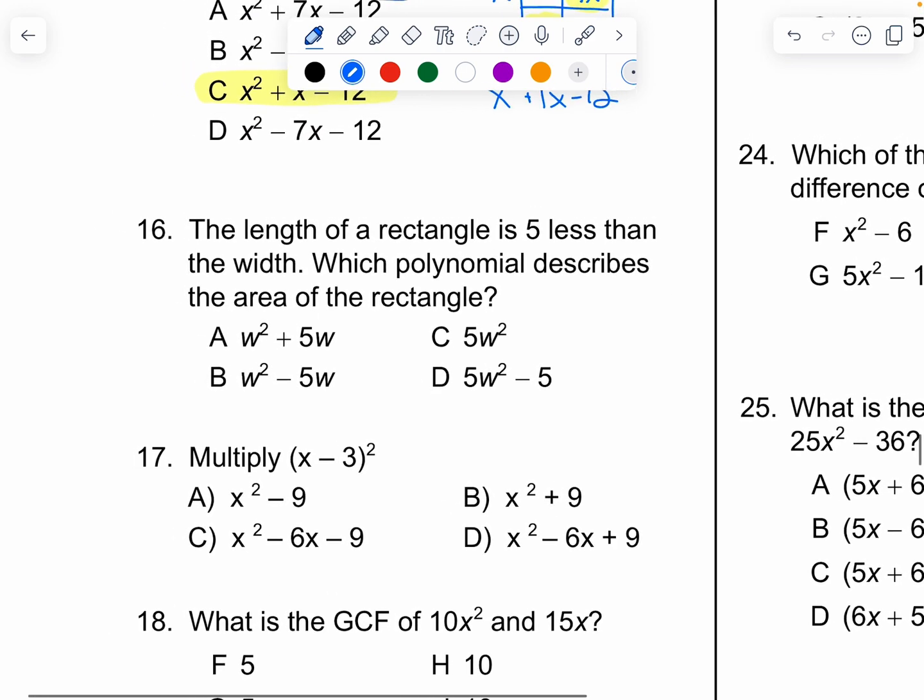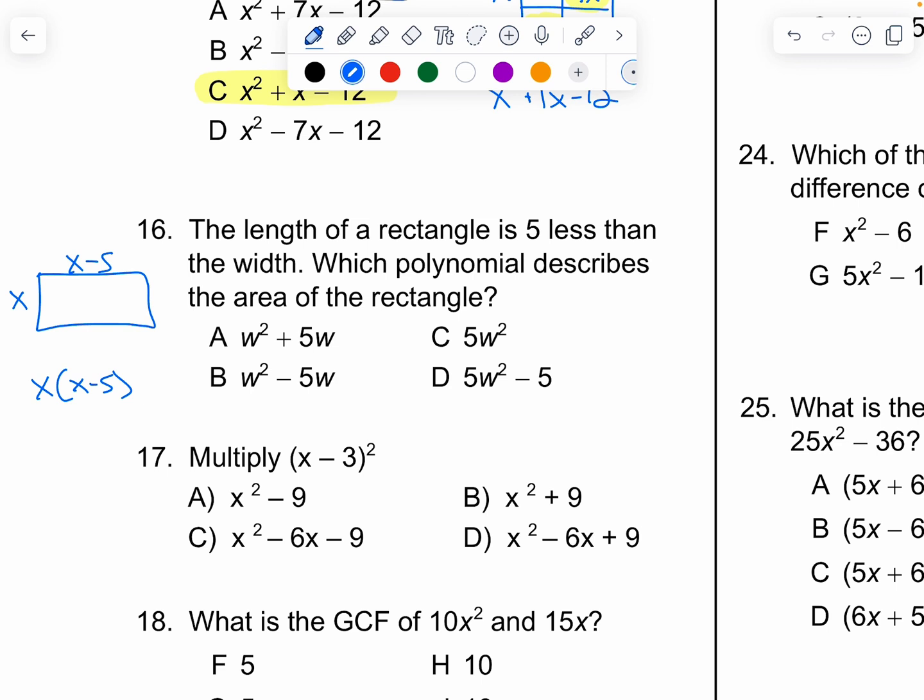Awesome. The length of a rectangle is 5 less than the width. Okay. So the length of the rectangle is 5 less than the width. So if the width is x, the length is 5 less than x. If you read the sentence a couple times, that should be the conclusion you draw. Which polynomial describes the area of the rectangle? Well, to find area, we do length times width. So I want to do length, and then I'll use parentheses because we have a binomial here, length times width.